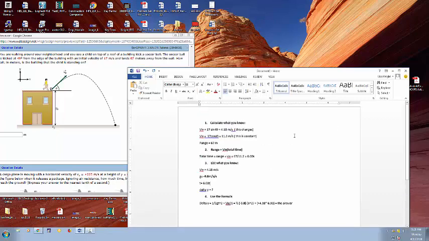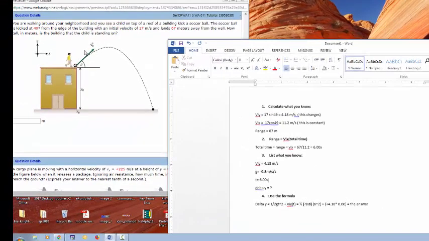All right, in this problem, you're kicking a ball up at an angle, upward, off the top of a building, and we eventually want to find the height of the building. So what do we know?